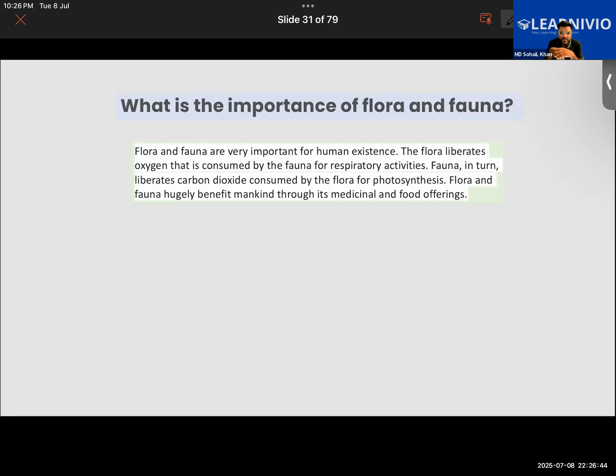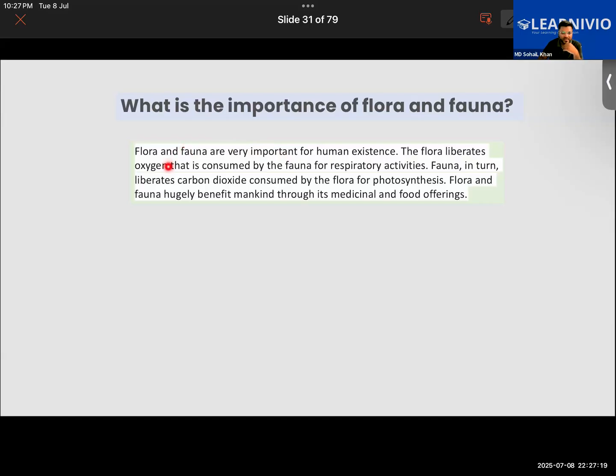See, the answer is there in the given paragraph only. The flora liberates oxygen. Liberates means gives out. In which process do they give out oxygen? In respiration, transpiration, or photosynthesis? I have asked a question. Plants give out oxygen in which process? Photosynthesis.